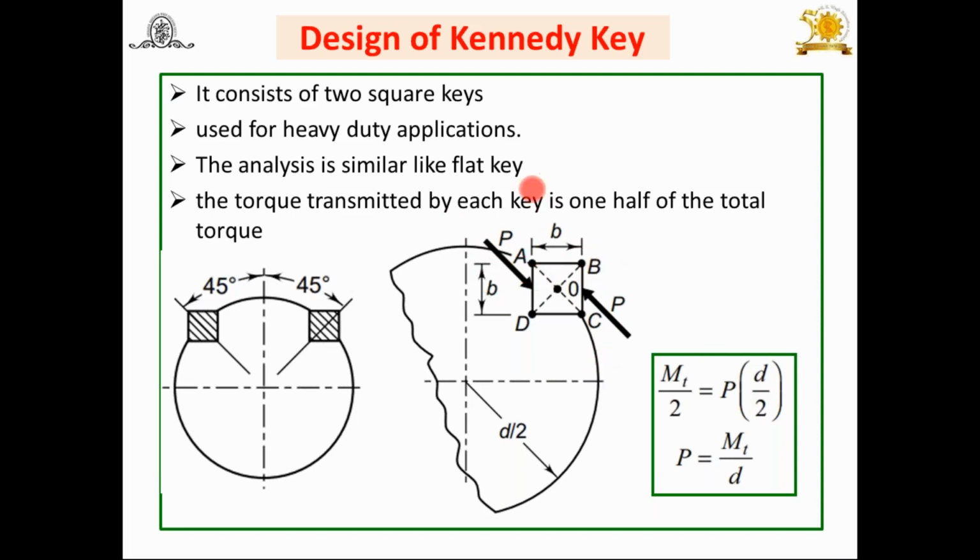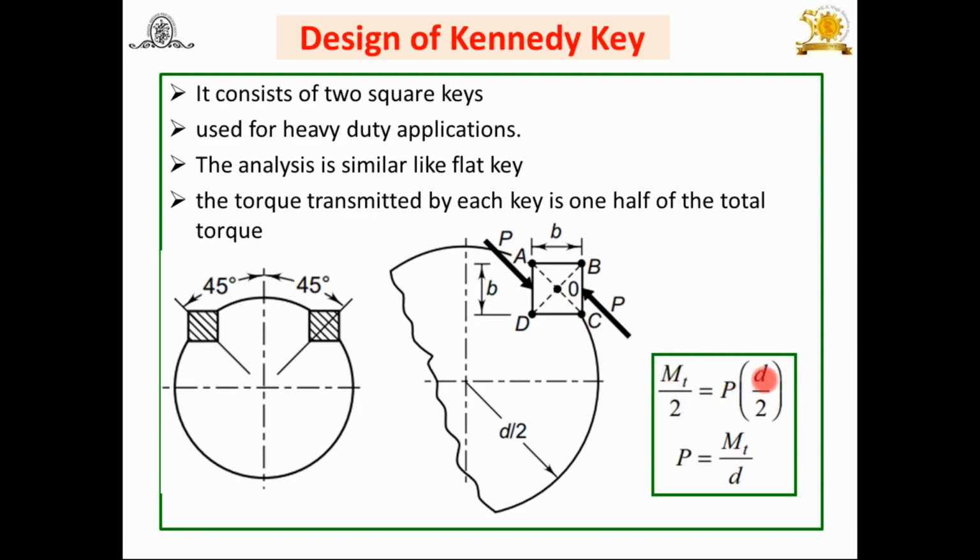Now again it's a single key. That's why we have considered Mt by 2. And now what is Mt here? Mt by 2 is P into d by 2. We know very well Mt is equal to force into d by 2. Here it's a half, and by using this equation we can find the force is equal to Mt by d. But in other cases, what you will get here? You will get P is equal to 2 Mt by d. But in this case, half. That's why you will get P is equal to Mt. Try to understand here. So half of the torque is by a single square key.